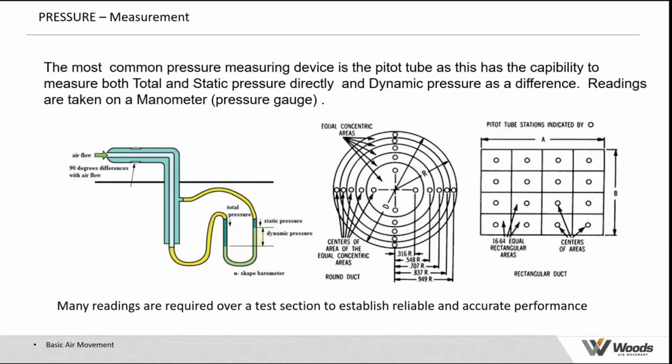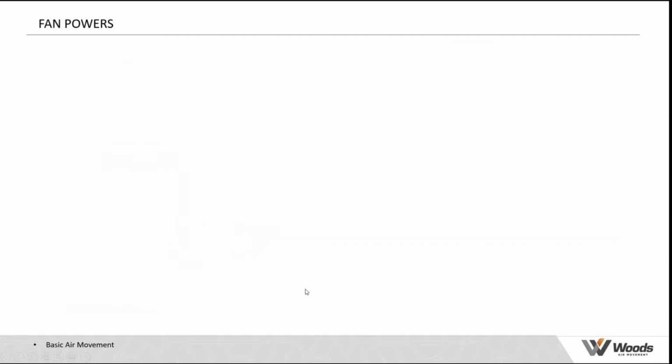Lots of different methods. People use hot wire anemometers and things, but probably consistently the most accurate measurement method at site is with a pitot tube. So we understand all about pressures now and doing some measurements. Let's think about the power side.